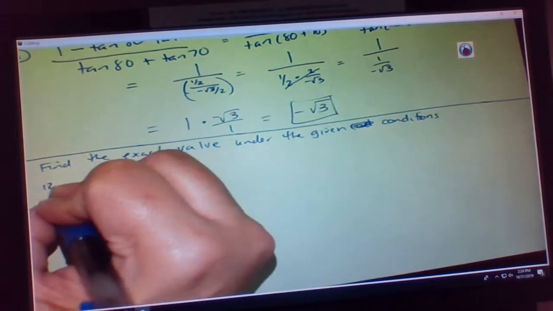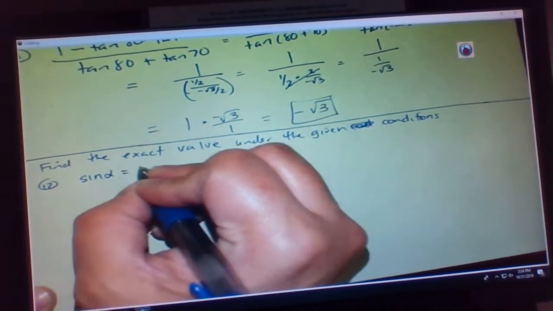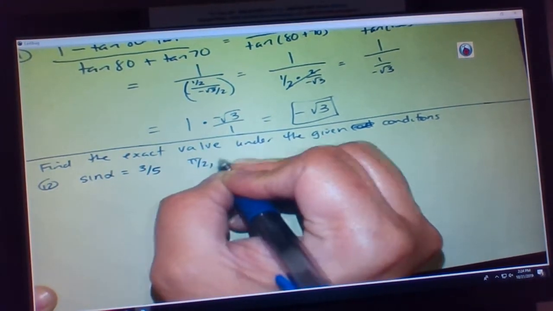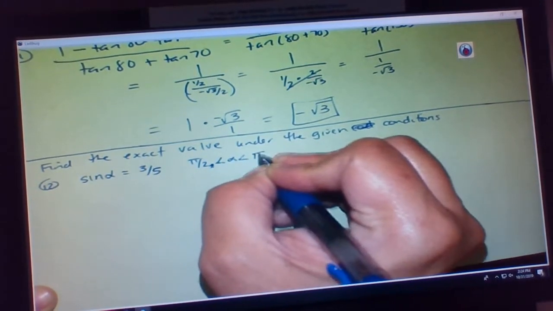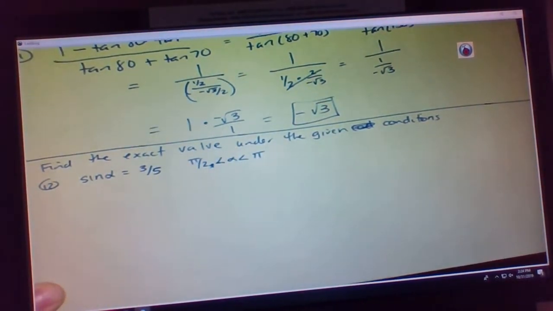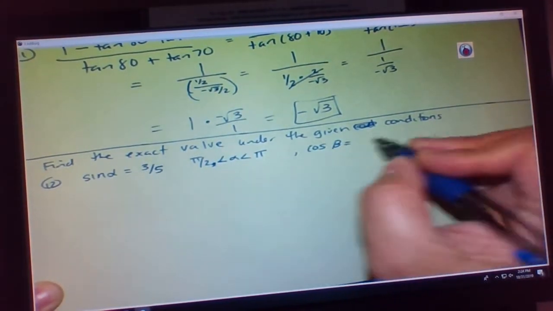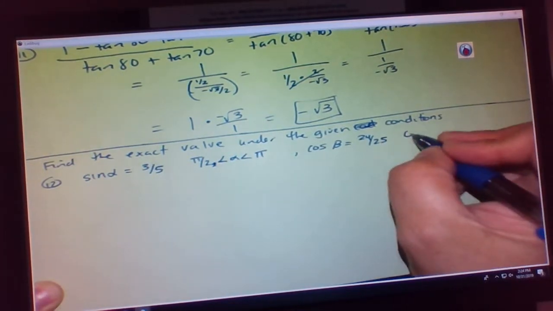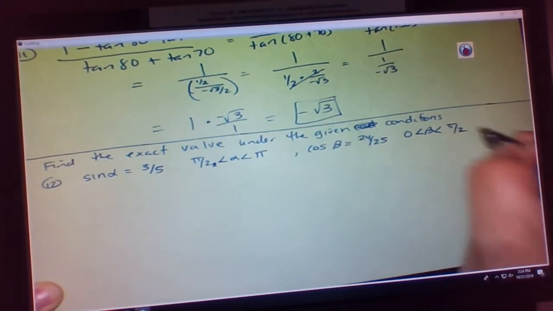So for number 12, they give you sine of alpha is 3/5, and we are between pi over 2 and pi. And they also give you cosine of beta, which is 24/25, and we're between 0 and pi over 2.